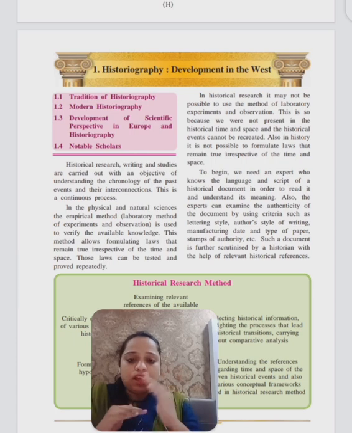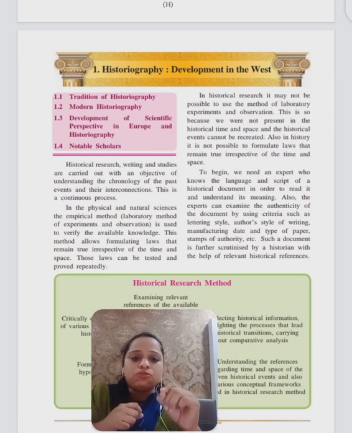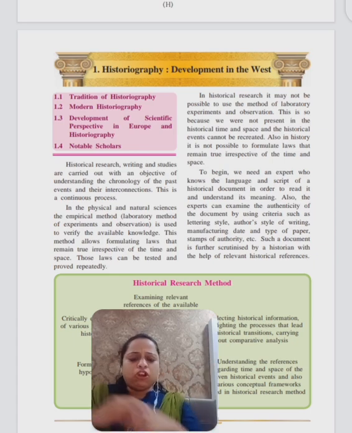This method allows formulating laws that remain true irrespective of time and space. Rules are made in such a way that they remain true irrespective of time and space. These laws can be tested and proved repeatedly. Now see, in historical research it may not be possible to use the method of laboratory experiment and observation. A lot of experiments are not possible to do in history.